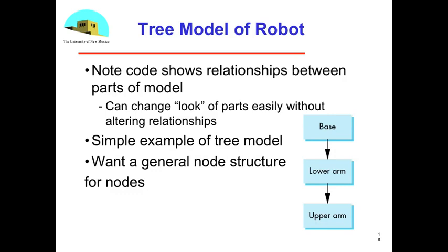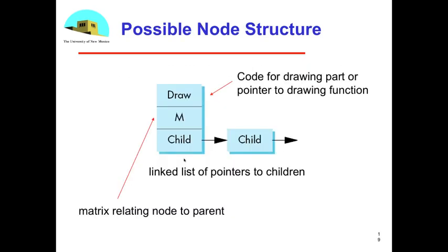The example we just talked about is a really simple example of a tree. You can talk about the base as being the root. The base then has a child, which is the lower arm, and it has a child, which is the upper arm. And that's a tree, a very simple tree. So now, if I'm going to fit this tree structure in, what kind of structure do I want to use for each node? I'm proposing, and we'll see this in more detail in the next lecture, that we have a node that's something like this.